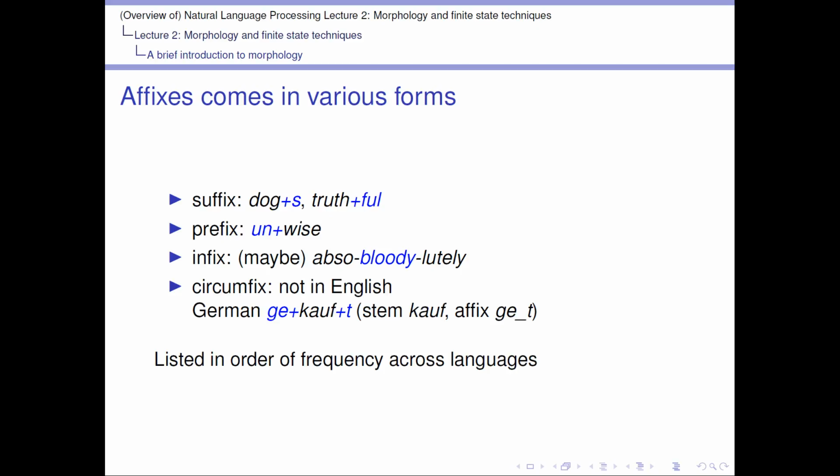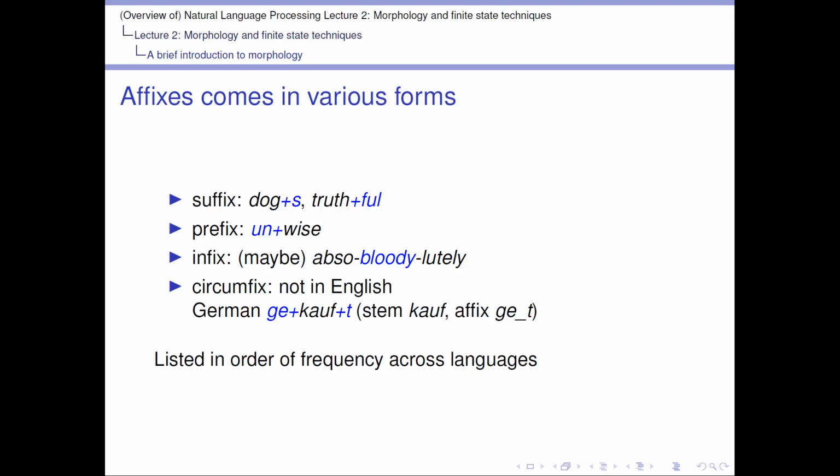Okay, so affixes come in various forms, and I've got our examples here from English. So we use a lot of suffixes. That's just adding stuff on the end. We use prefixes, particularly in derivational morphology. I'll explain what that is in a second. In English, we don't really have infixes, but you can do things like this, which tells us something interesting about how words are composed inside our head, maybe.